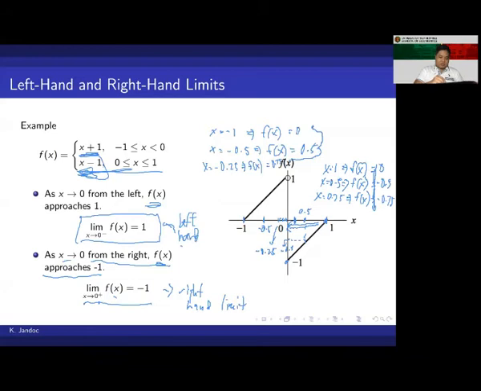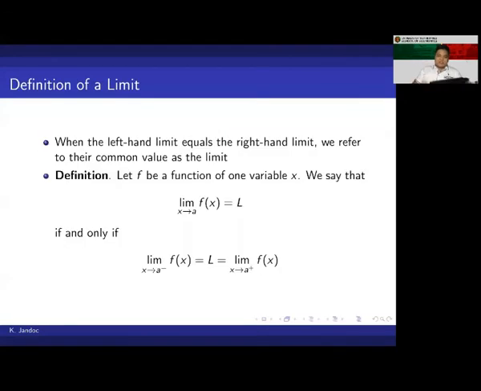Now what do you notice? In this case, the left hand limit and the right hand limit are not the same. So it's not necessarily true that the left hand limit and the right hand limit are the same. There are instances when they are different. Now, in the instance when the left hand limit is equal to the right hand limit, then we refer to that common value as just the limit. Again, when your left hand limit is the same as your right hand limit, then that common value is called the limit.